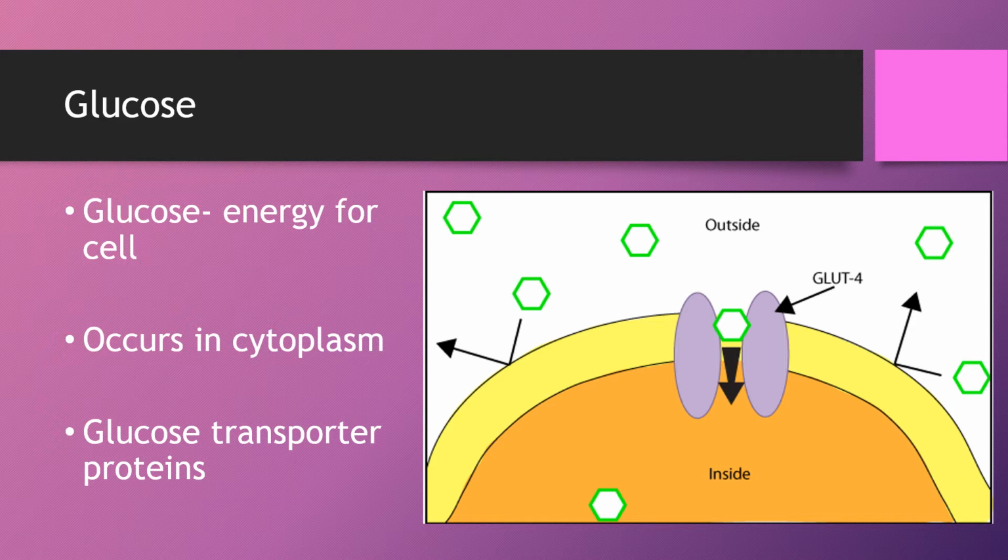Glycolysis happens in the cytoplasm of the cell, and glucose can come into the cell by glucose transporter proteins, also known as GLUT proteins. The diagram shows that large glucose molecules cannot get into the cell on their own, but through facilitated diffusion, with the help of those transporter proteins, the glucose can enter the cell.